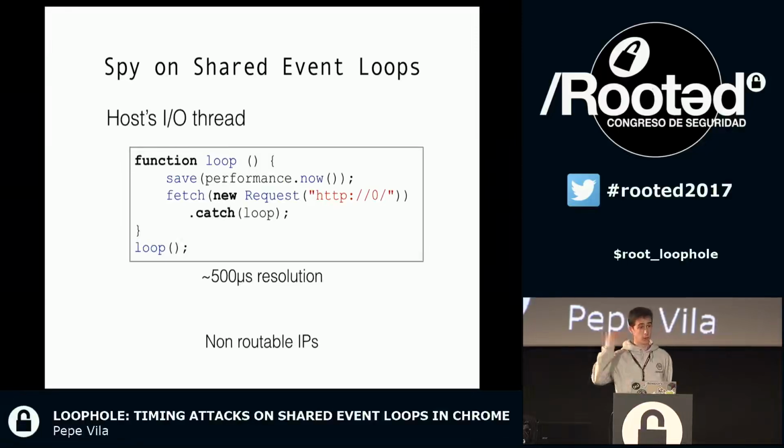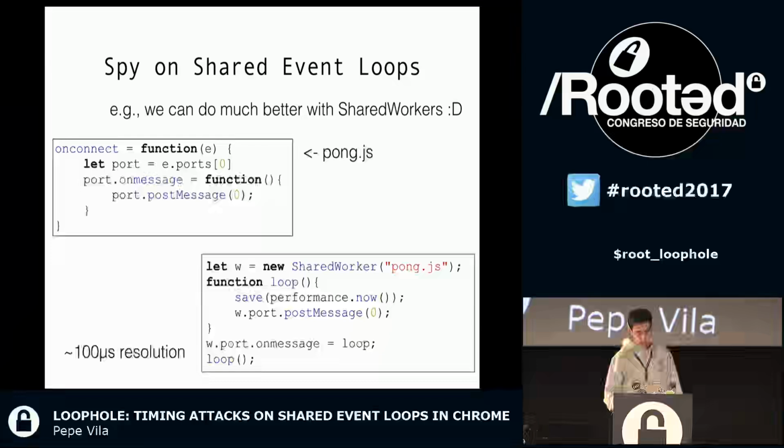In the case of spying on shared event loops in the input-output thread for the host process, this is an example. The idea is the same as before. We store the timestamp. What we do is send a network request with a non-routable IP. When it gets to the input-output thread, it says, no, this is an error, and it gives us an error message. We measure, and we catch the error so that it invokes the function again. A bit more noise, a bit more latency, because we're communicating between processes, and the input-output thread is sending it to a worker. It's a bit slower, but it gives us a resolution of some 500 microseconds.